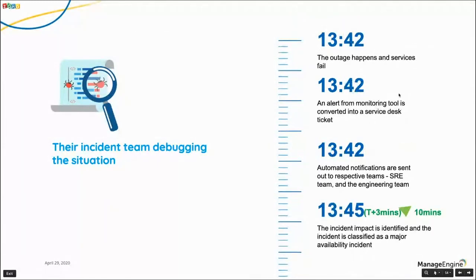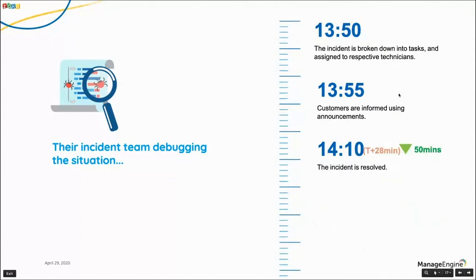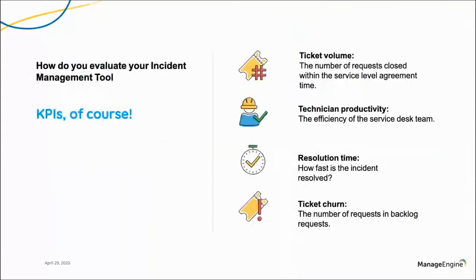Then by 1:50 p.m., at around 5 minutes later, the incident could be broken into a task and assigned to the respective technicians. And by 1:55, they could have announced to the customers, and within 28 minutes, they could have actually resolved this particular major incident. That would have saved them almost 15 minutes. Initially, it took about an hour and 18, but following this process could have saved much time for Zilker's team. So with that, we have come to the end of the presentation.